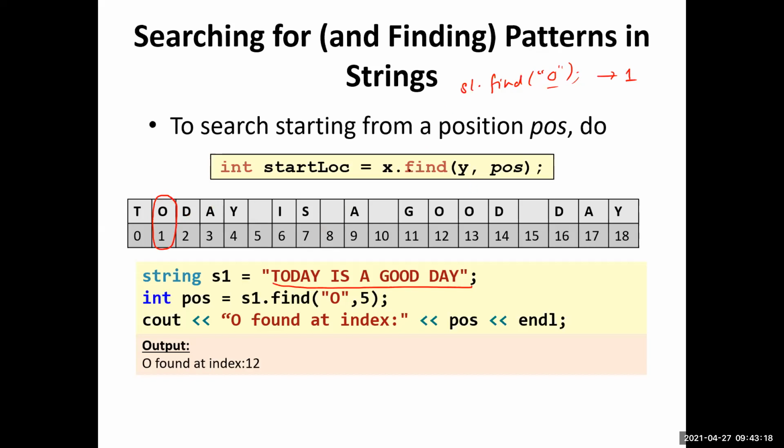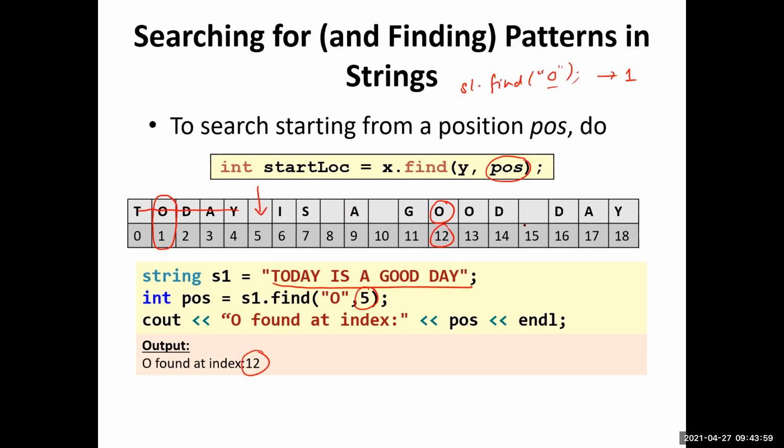But there's another overloaded version of this function in which you give a second argument. This second argument is a position, and the search starts from this position. In this example, we have given 5 as the second argument. So we are saying, you have to search "o", but start searching from position 5 onward. It means if it finds an o before that, it will ignore it. Now where is an o? This is an o at position 12, so it will give you 12.